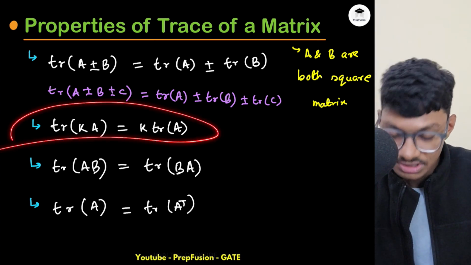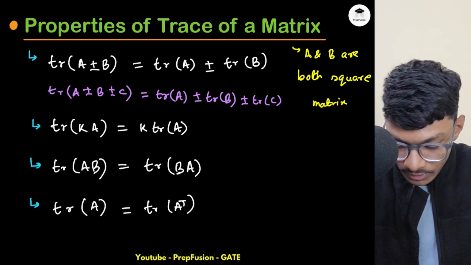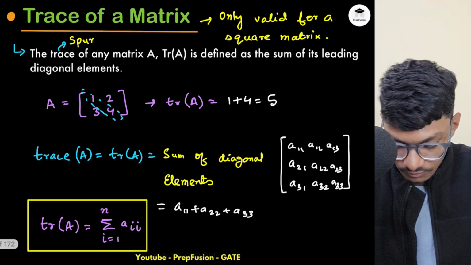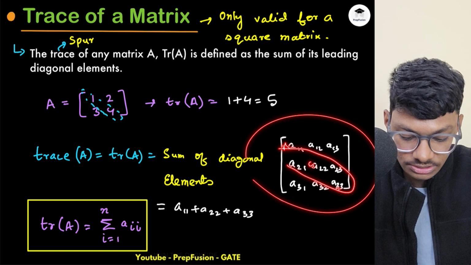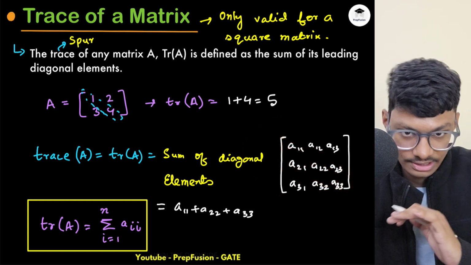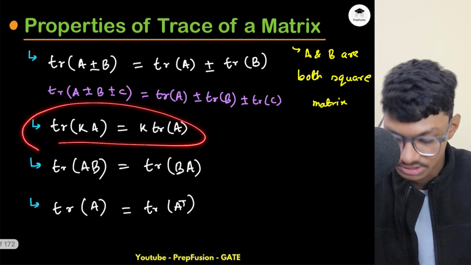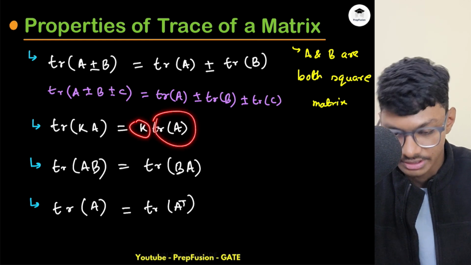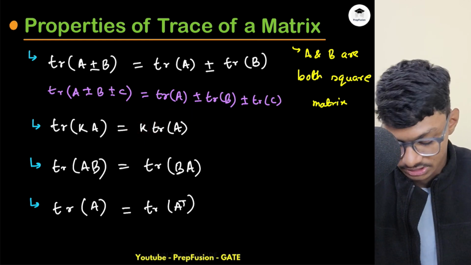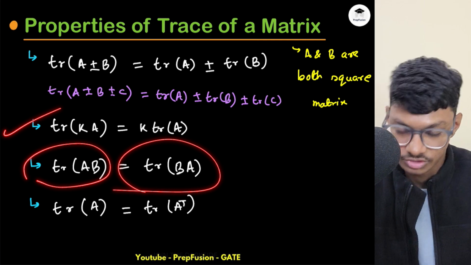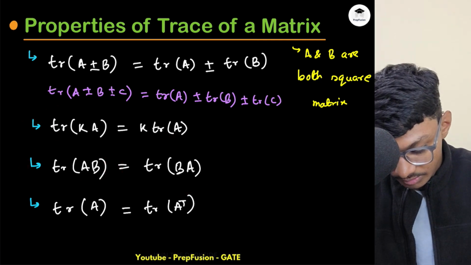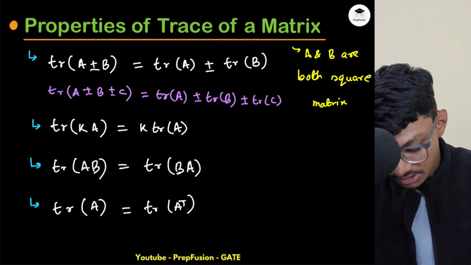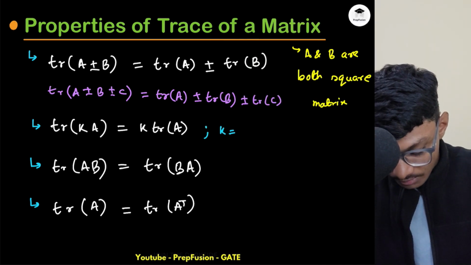Now what is trace of K times A? K is a simple scalar. So if you multiply K with a matrix, what will happen? K will get multiplied with all of the elements, so also with the diagonal elements. So if you add those, you can just take K common. So you can take K common, and trace of A will remain the same. Remember, K over here is a scalar.